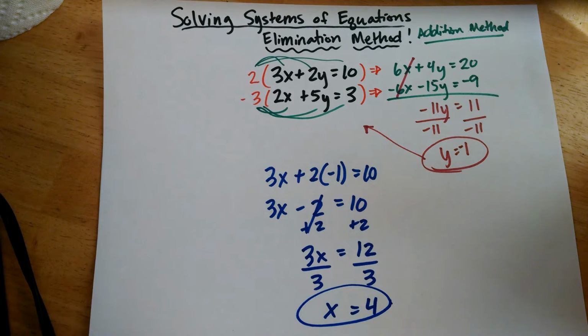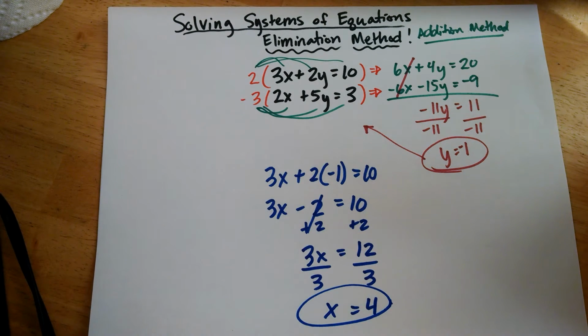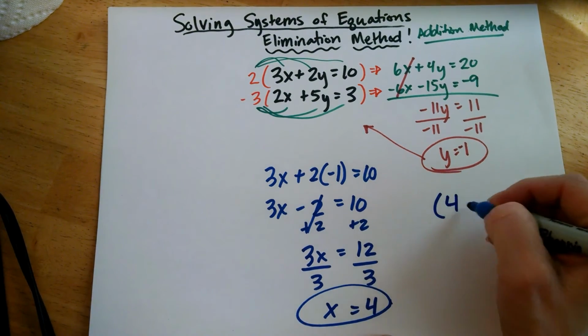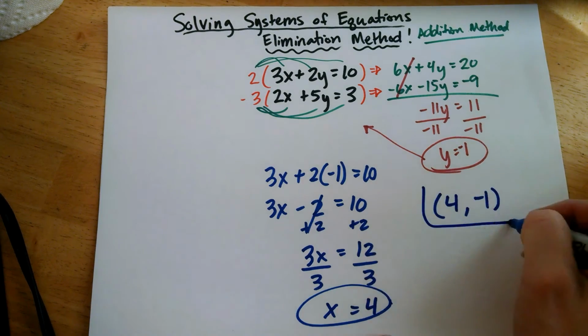Okay, so my solution is where these equations cross each other, where the intersection is if I were to graph this out. And that point is exactly 4, -1. And that's it.